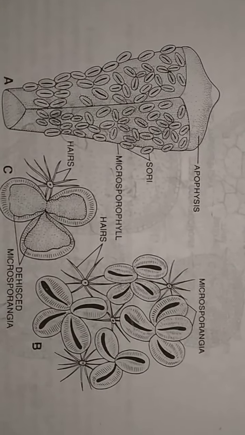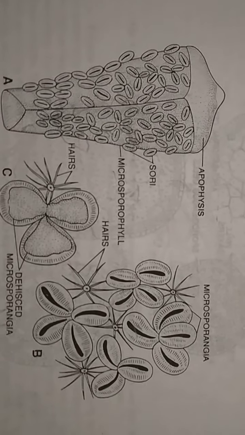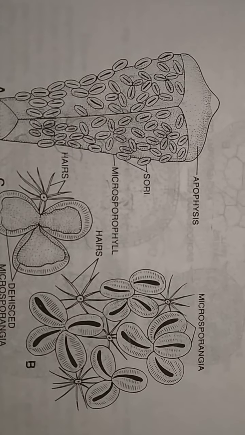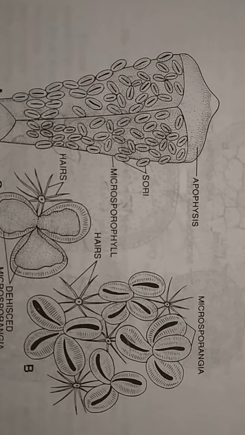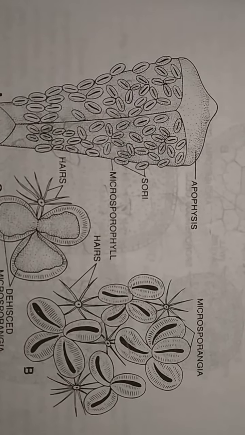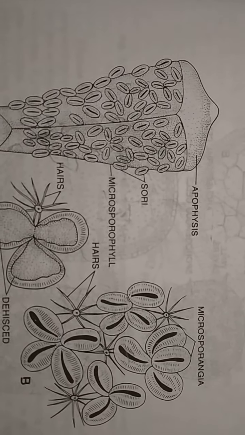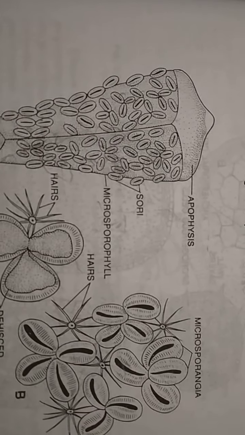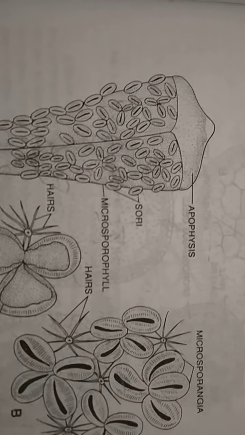Today we will be studying the life cycle of Cycas. Cycas is a strictly dioecious plant, that is, male and female organs are borne on two separate plants. The male plant bears a male cone and the female plant bears a group of megasporophylls.